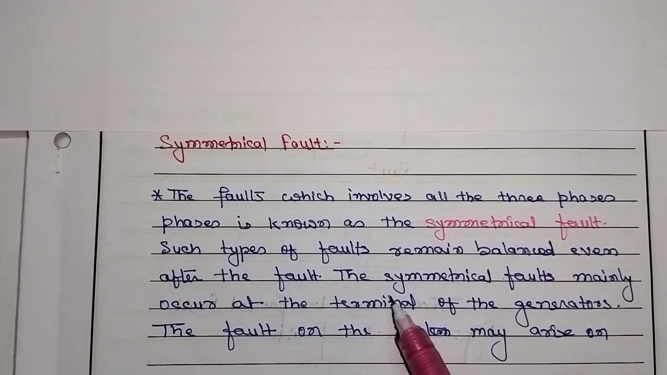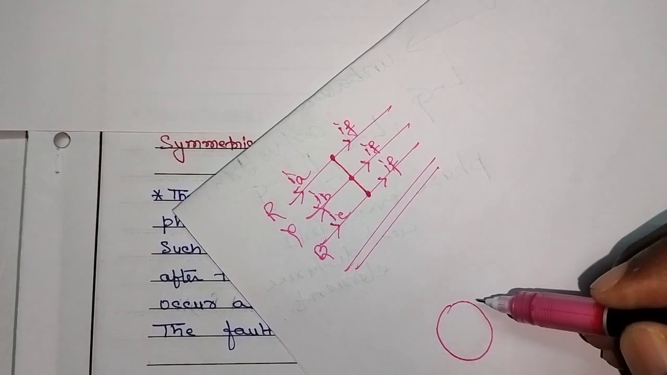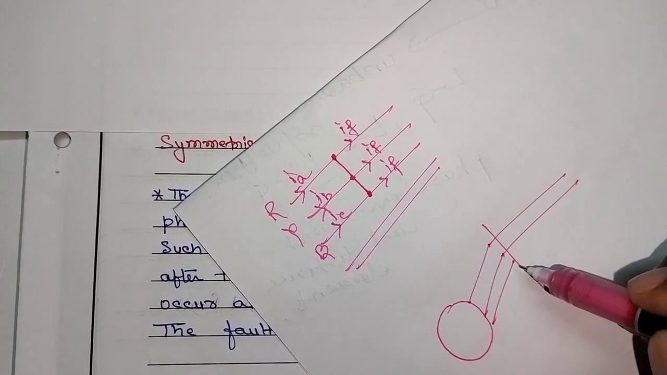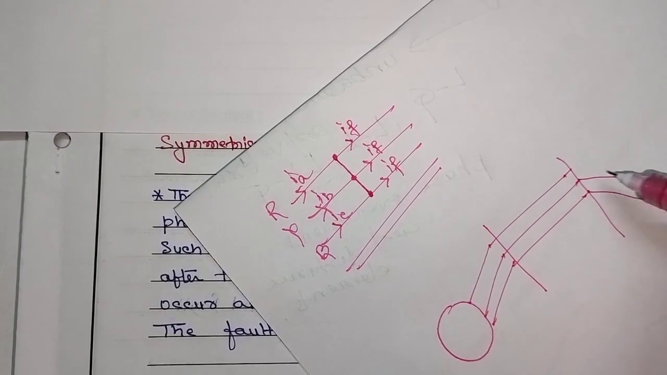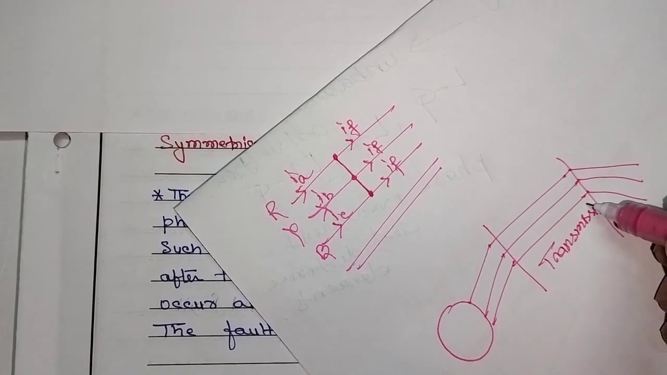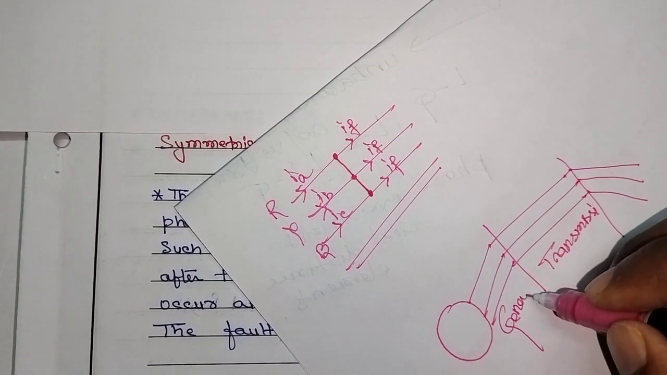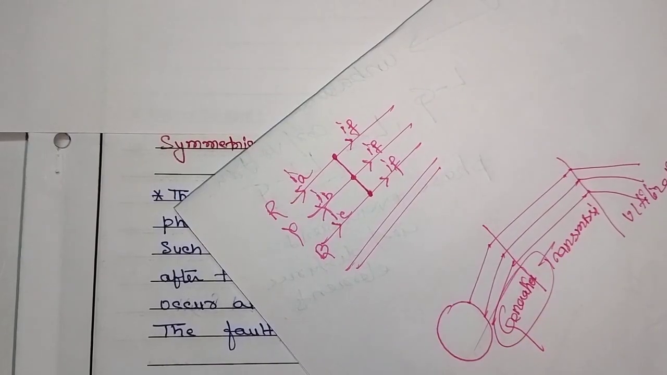The third point is written: the symmetrical fault mainly occurs at the terminal of the generator. Let us suppose the power is getting generated from here, it is getting transmitted here, and this is the utilization side. This is the transmission side, this is the generation side, and this is the utilization side. So mainly the fault occurs at the generation side.